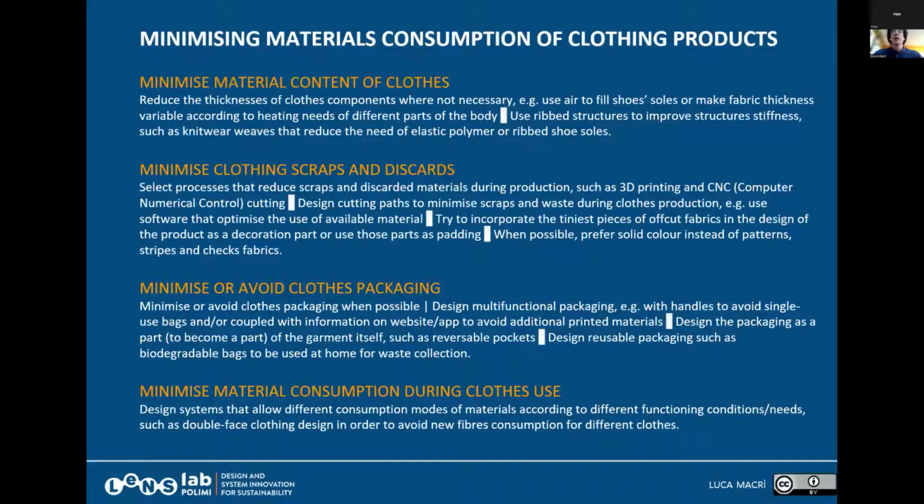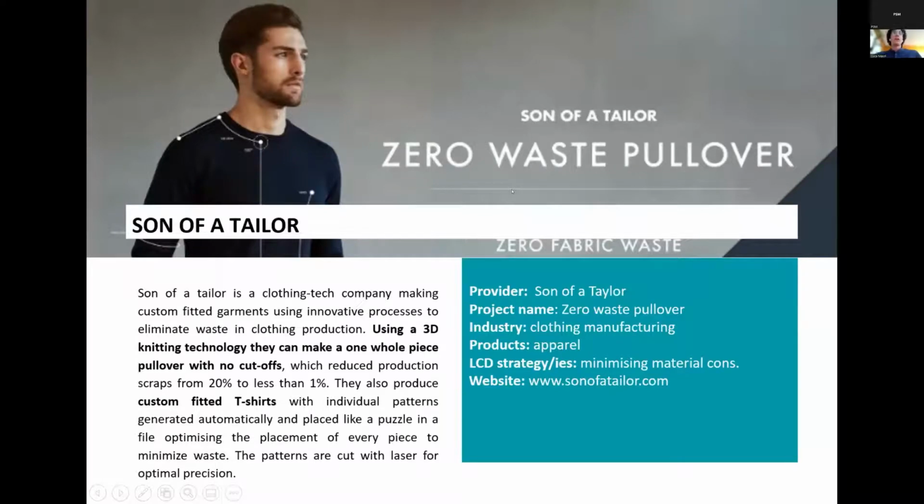Another one is minimize the material consumption during the use. So for example, maybe combining, having double-function clothing design. So during the use phase, you just have one cloth instead of having two. That's just an example. So we're not going now to read the guidelines. These will be there for you. We just see some examples. Okay, first one is this one.